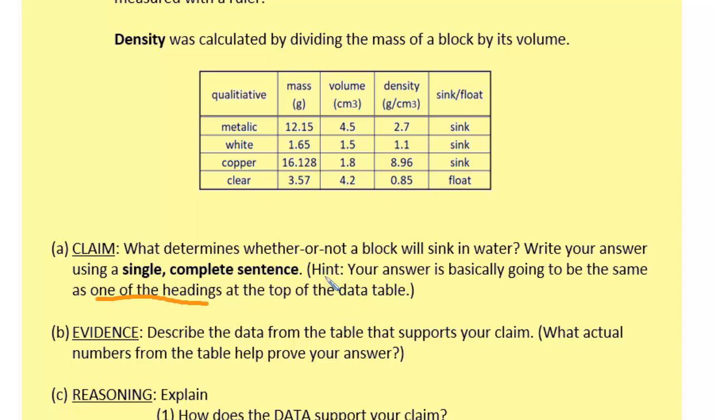So it's telling us that basically our answer is either going to be mass, volume, or density. Which of these three things tells us whether or not the object will sink or float? That's what our task is to do. So before I can write the claim or write the answer, I have to look at the evidence, and that's where I'm going to spend most of my time, looking at the evidence and then writing about it.